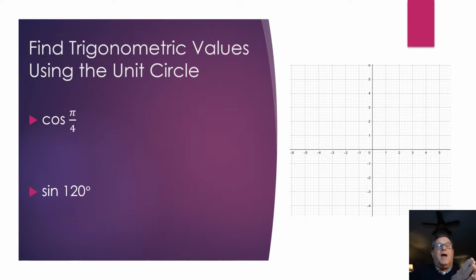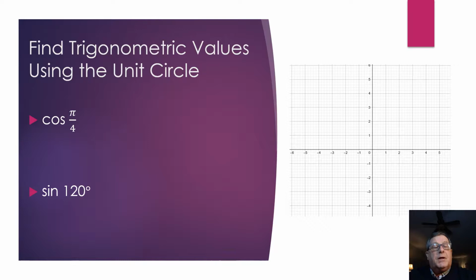Finding trigonometric values using the unit circle. Now, you'll notice I don't have a unit circle up there, and I didn't put it up there on purpose. Because we're going to use reference angles, and I'm trying to encourage you to memorize these special angles, what the cosine and the sine values are. So that's why I don't have a unit circle. I may include it on the next one, but I don't have it now.